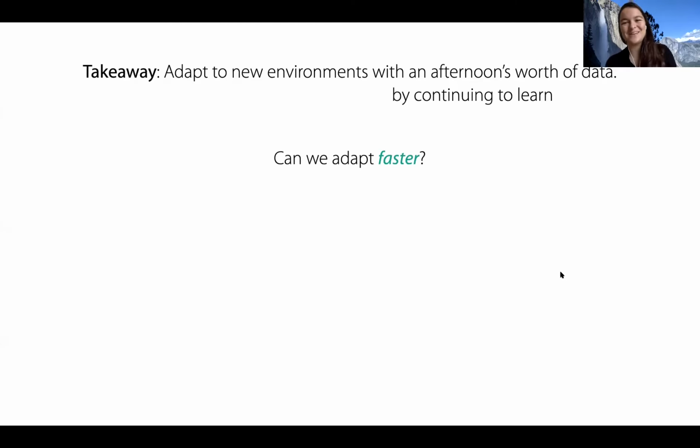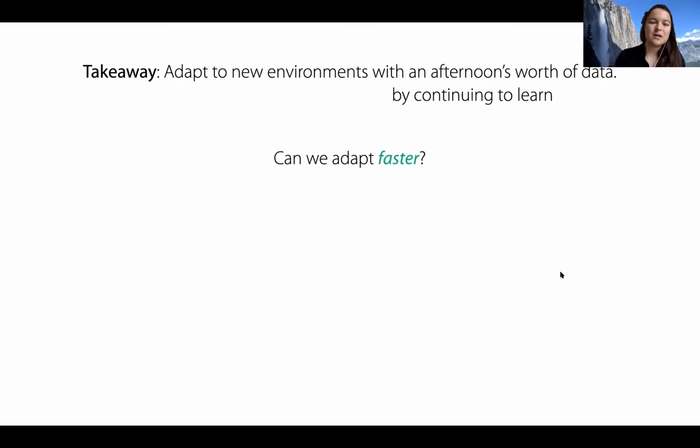So the takeaway here is that we can adapt to changing environments, in this case with an afternoon's worth of data, by just continuing to learn, continuing to collect data and update our models using that data. Now, this is one baseline approach that I wanted to mention, but in the rest of this talk, we want to focus on, can we adapt faster? An afternoon might be a long time to wait to have our robot adapt to a new environment.